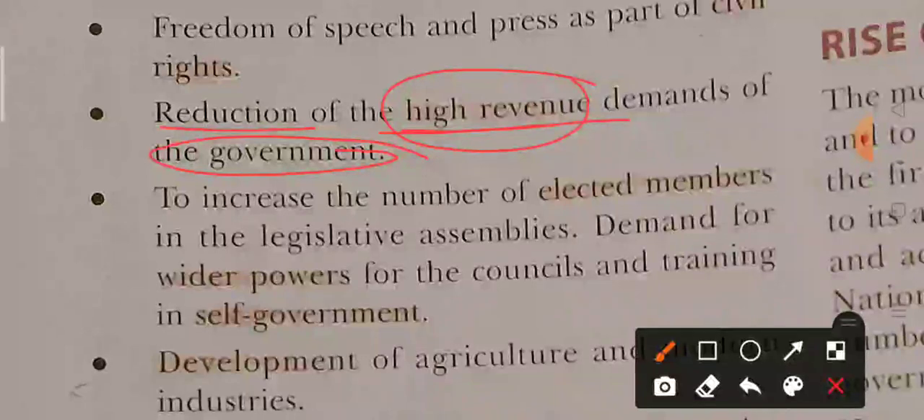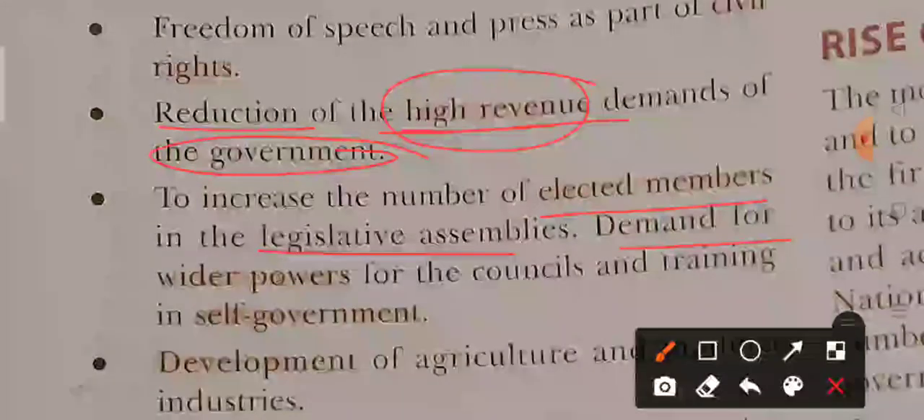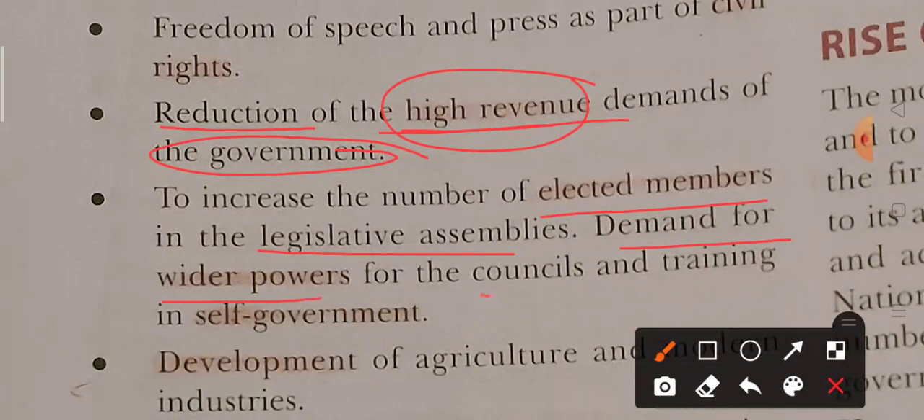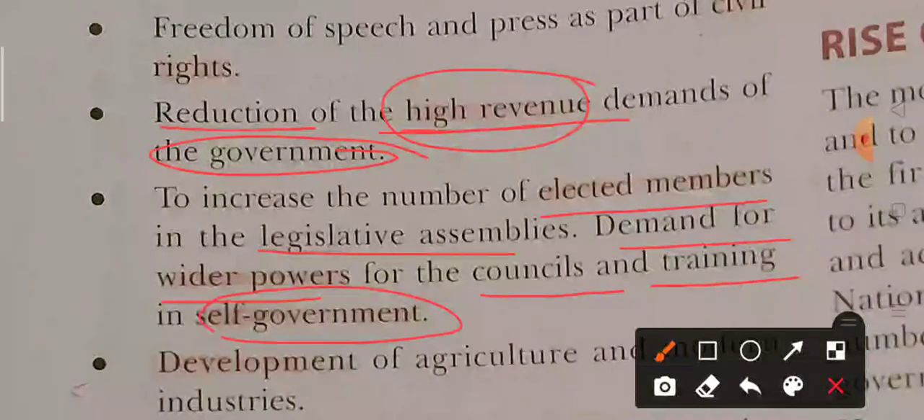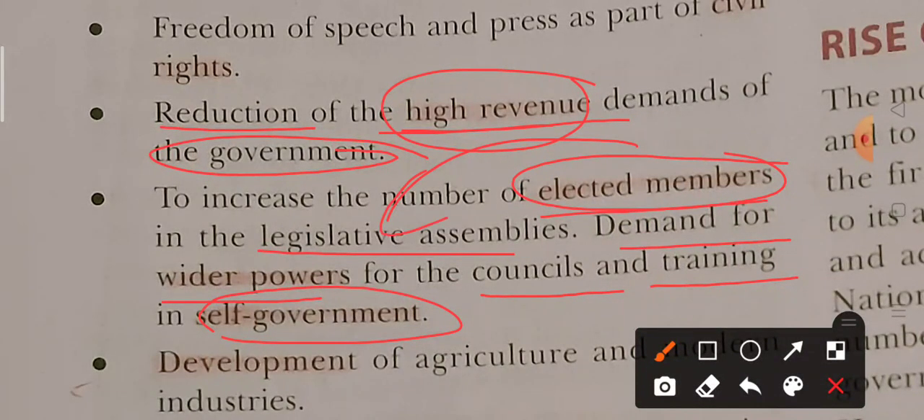Next is to increase the number of elected members in the legislative assembly, and the demand for wider power for the councils and training in self-government. So actually the Indians wanted self-government. What was self-government? Self-government means India should be ruled by its own people. For example, they wanted to elect members in the legislative assembly.